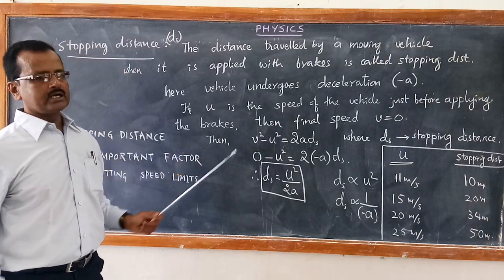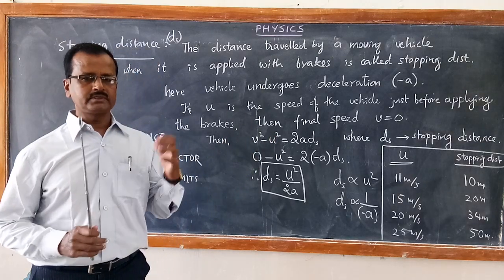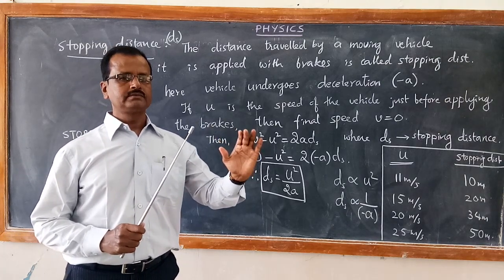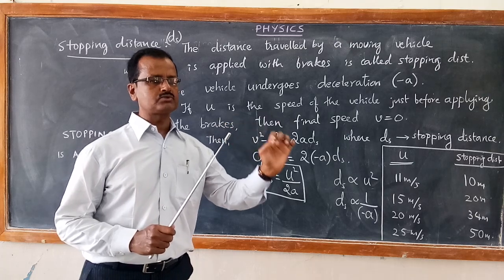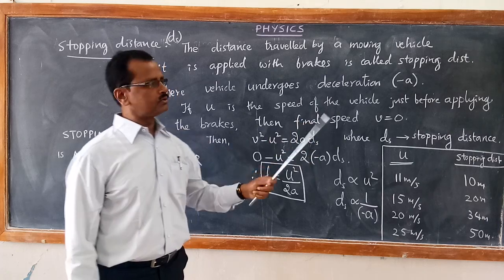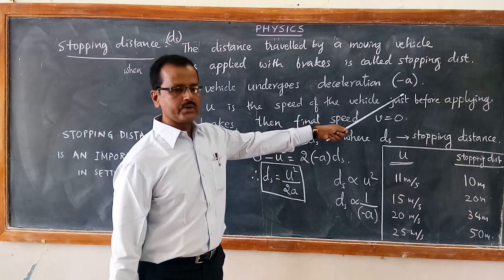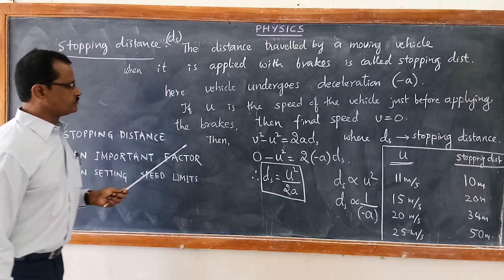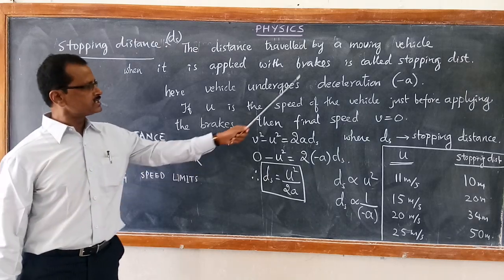Let us assume that the vehicle undergoes uniform retardation. Definitely it is retardation because the speed is going to decrease, instantaneously to a smaller and smaller value, and finally the speed becomes 0. Let us assume that it is uniform retardation and a takes a negative sign. Then we want to calculate the distance ds.